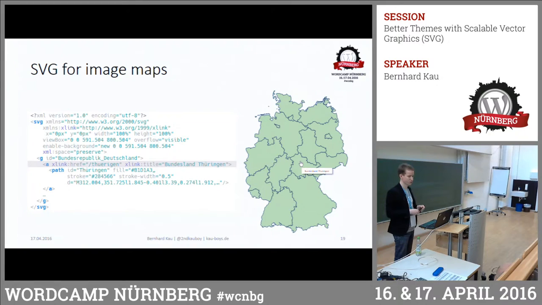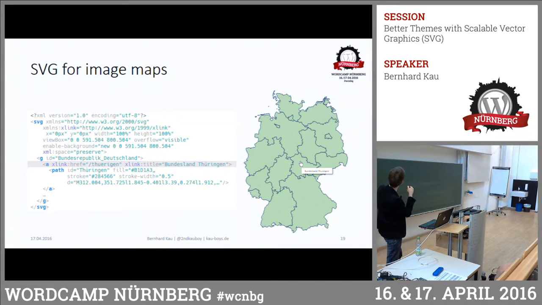So let's see how you can use SVG for something like an image map. Here you see a German map, and here you see some part of the SVG. You have the SVG start, the viewBox, things like that. Then you have a G tag with an ID, and inside it you have a path for Thüringen. It's very long, and here are the stroke and stroke width and things like that.